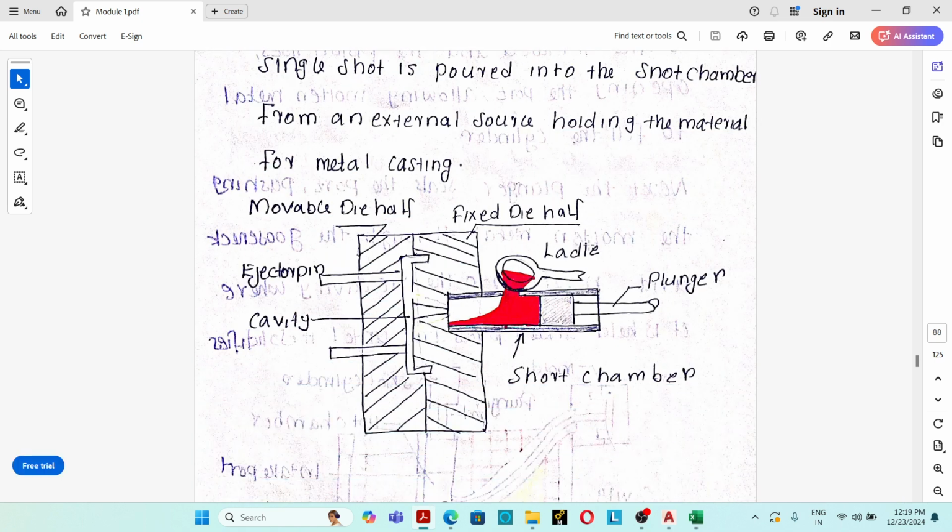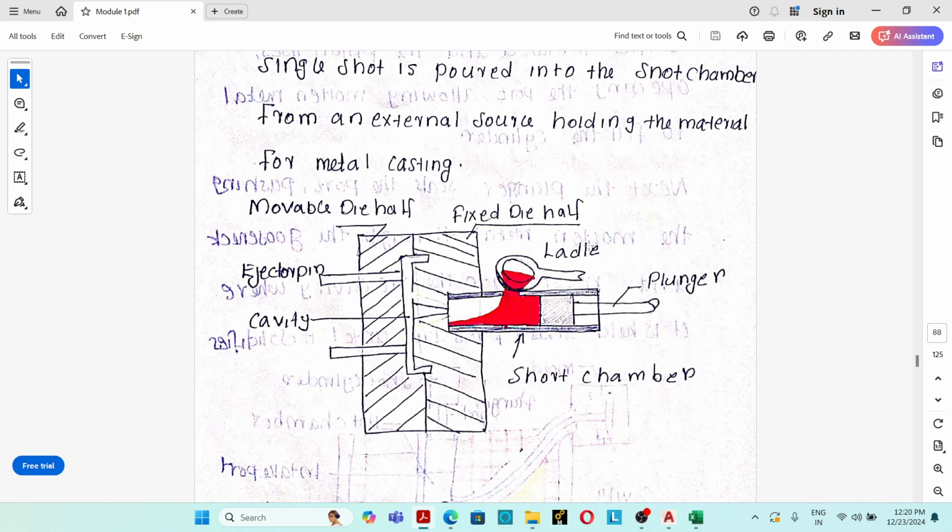This is a schematic diagram of the cold chamber die casting process. In the cold chamber die casting process, the molten material is prepared separately in a furnace. Then it is carried by a ladle and poured into a shot chamber. A fixed quantity of molten material is poured into the shot chamber, and after that the plunger exerts a force over the molten material. The molten material is injected into the metal mold.